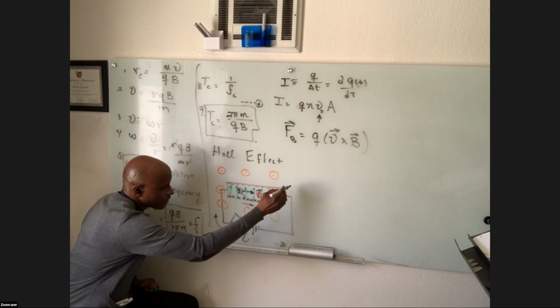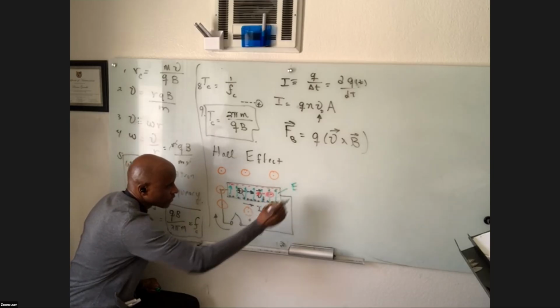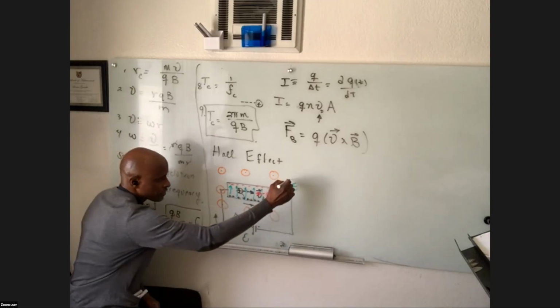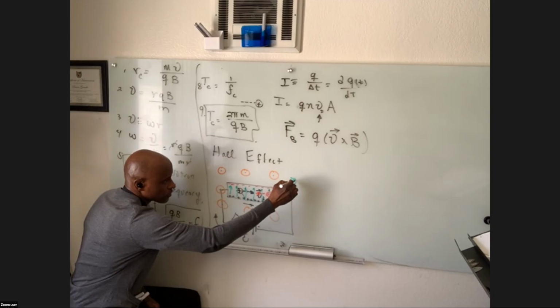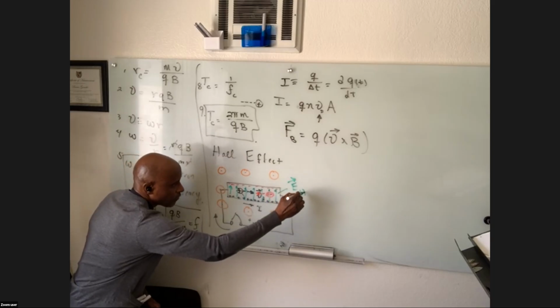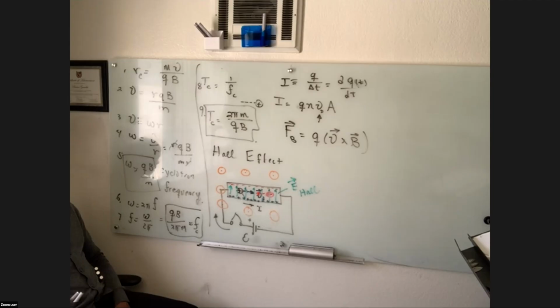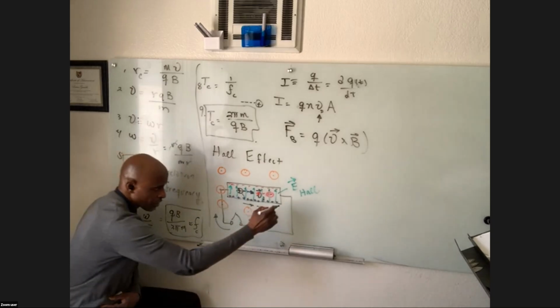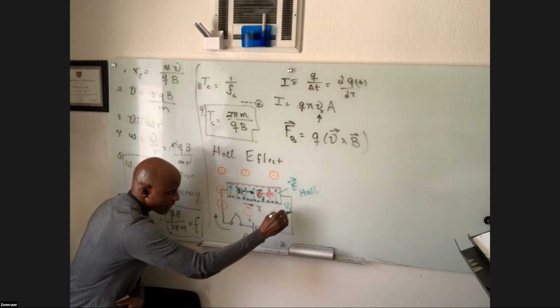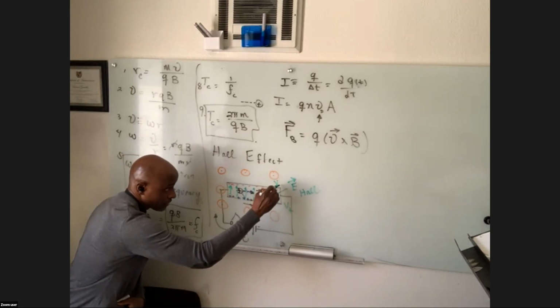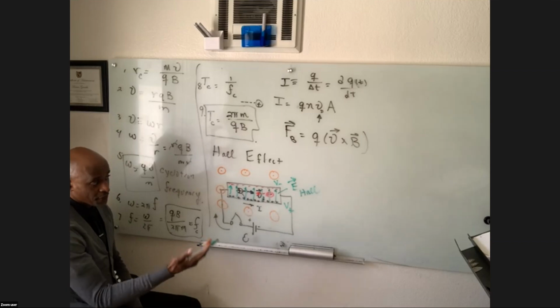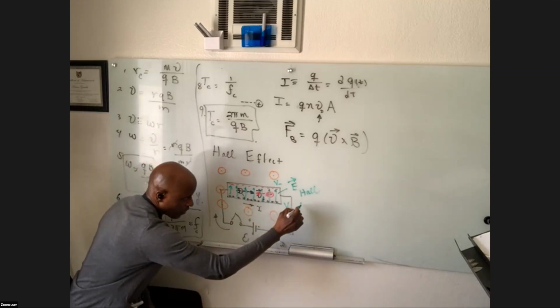That electric field is called a Hall field, from the physicist who first discovered it, E Hall. In fact, you can't really measure field. What you measure is voltage. But what you're going to find is there's going to be a voltage at the bottom plate and literally a voltage at the top plate. And that voltage, that delta V, is called the Hall voltage.